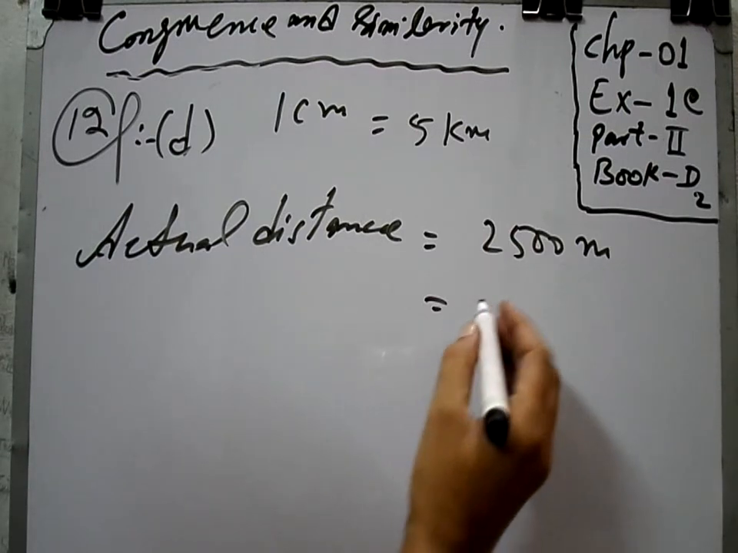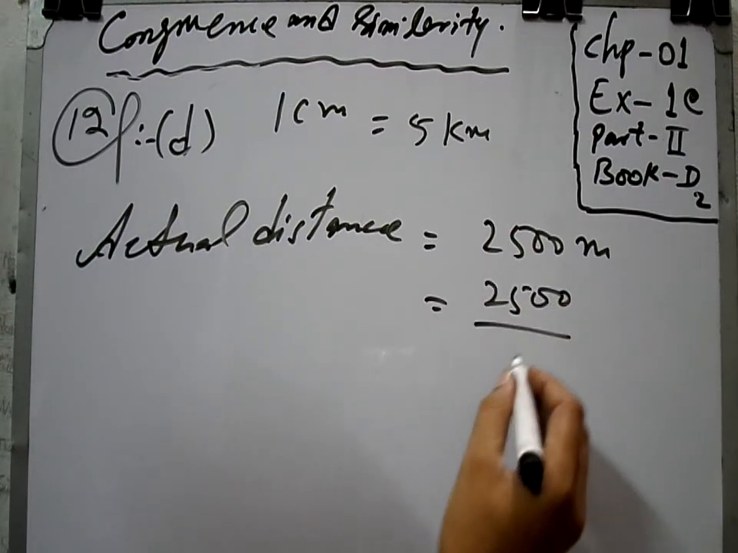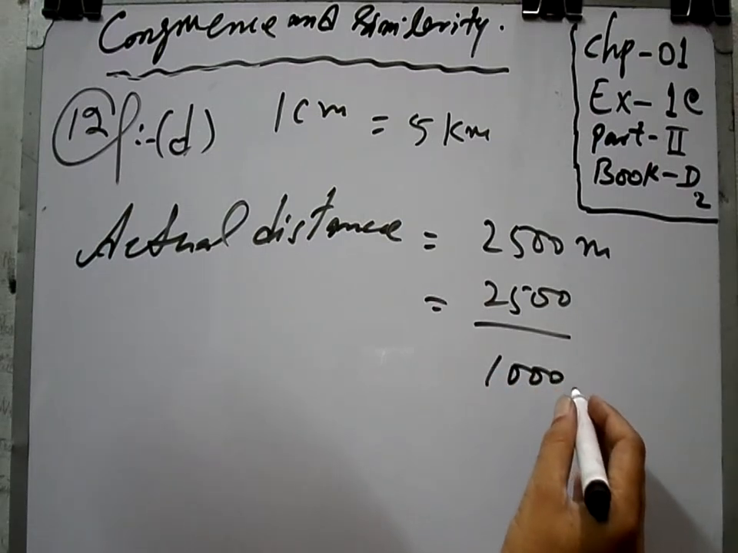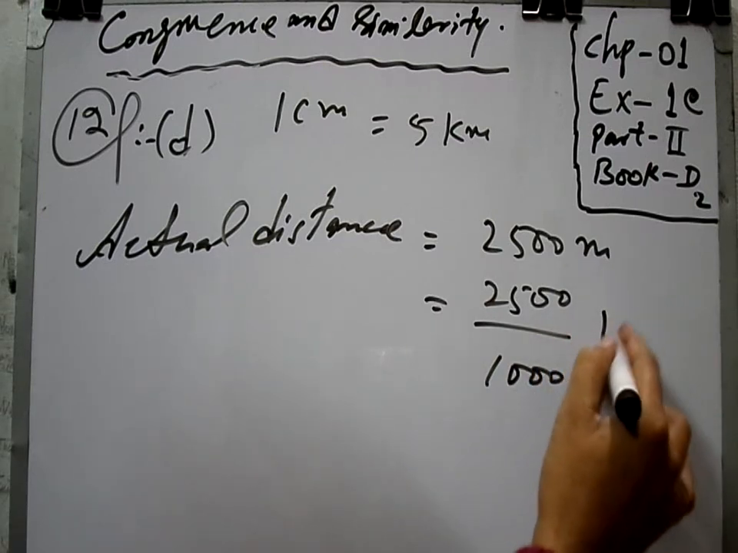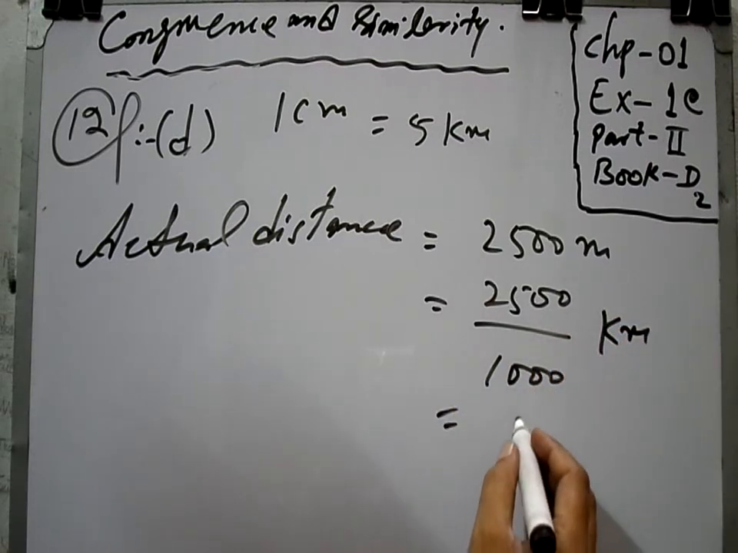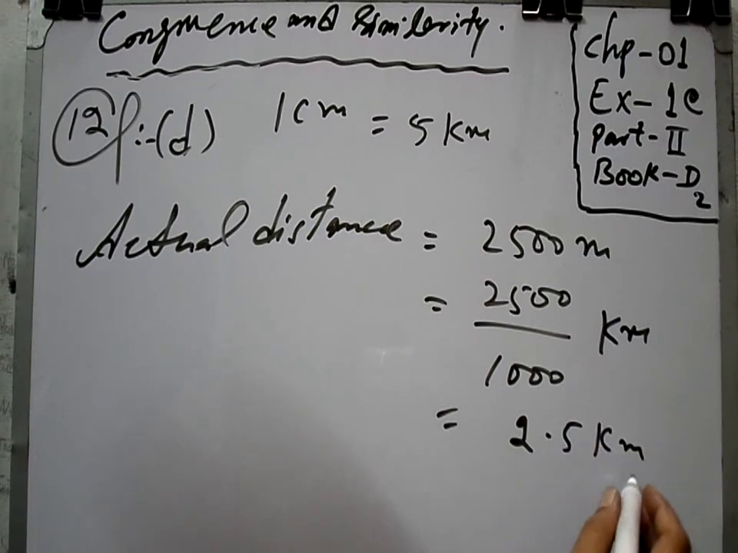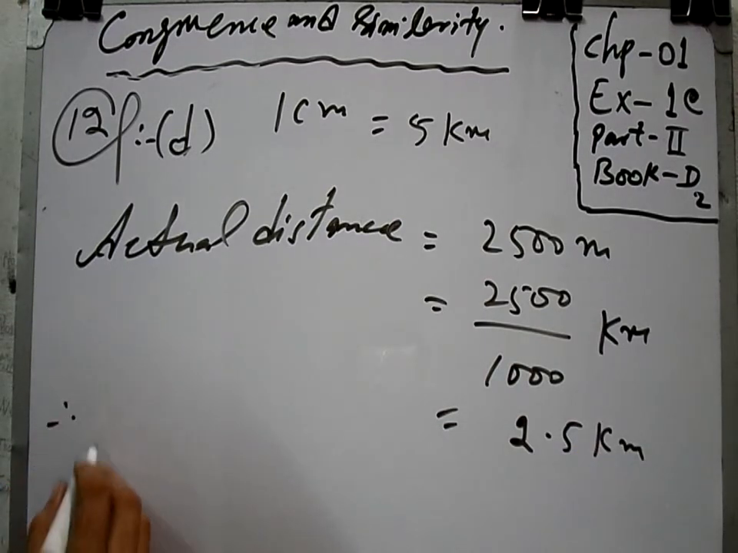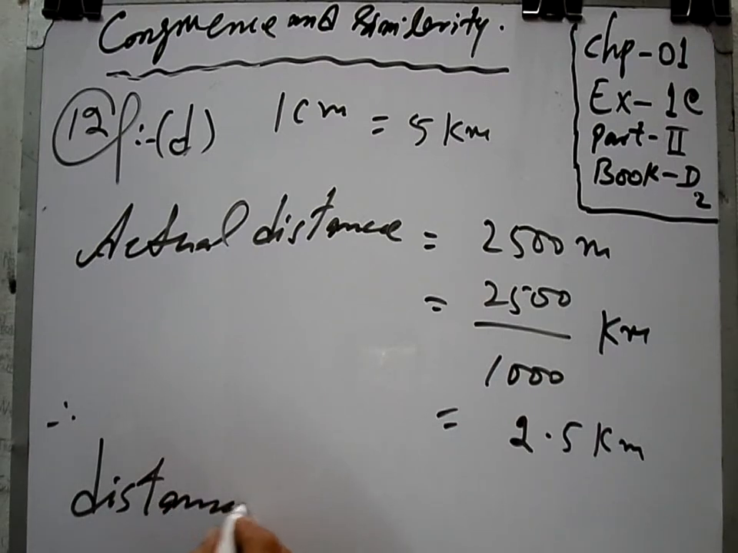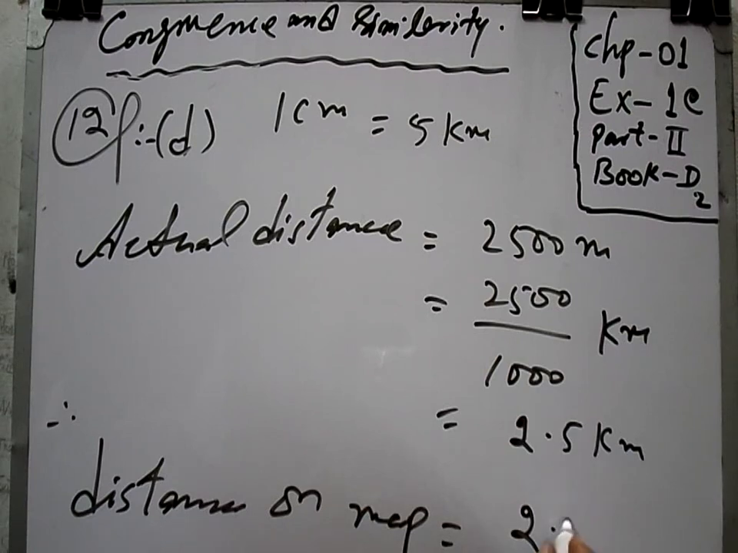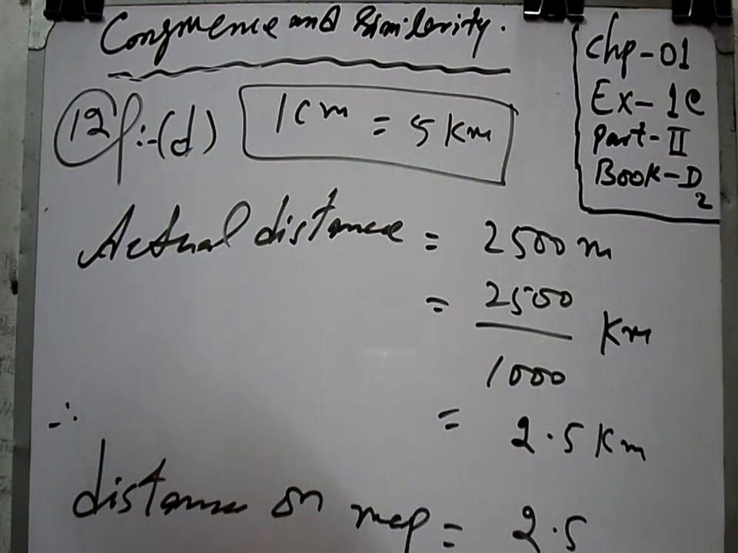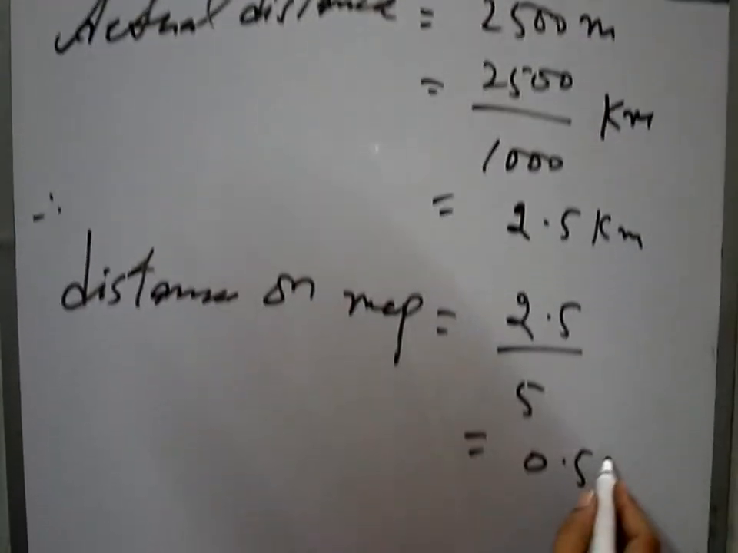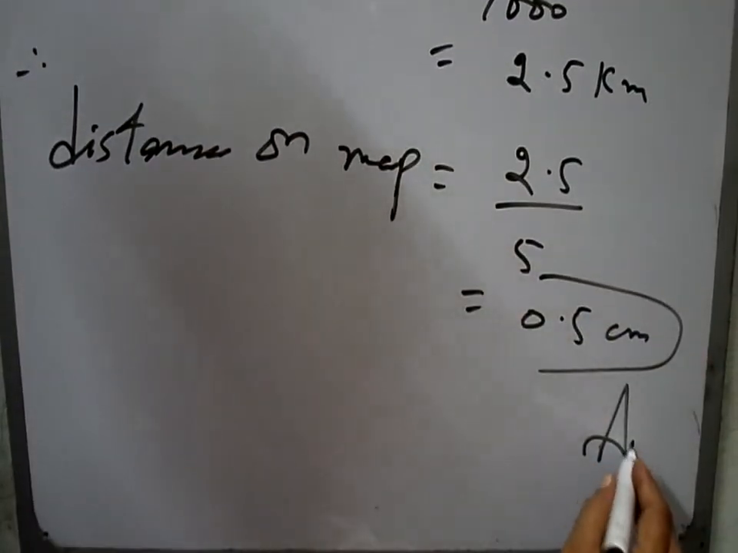That is 2500 divided by 1000. So it will be converted to kilometers. So that will be equal to 2.5 kilometer. So distance on map will be equal to 2.5 kilometer divided by 5, that is your scale ratio. So you will get 0.5 centimeter. So that is your result.